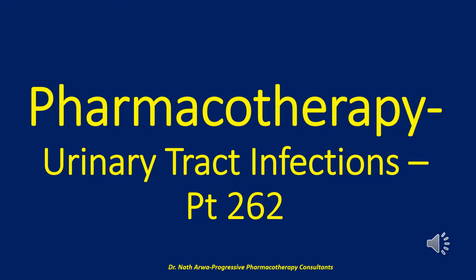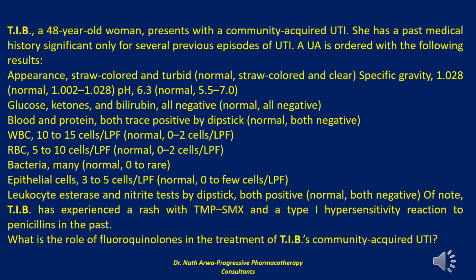I now welcome you all to part 262 of our pharmacotherapy series, which majors in urinary tract infections. The first question reads: TIB, a 48-year-old woman, presents with a community-acquired urinary tract infection. She has a past medical history significant only for several previous episodes of urinary tract infection. A urinalysis is ordered with the following results.